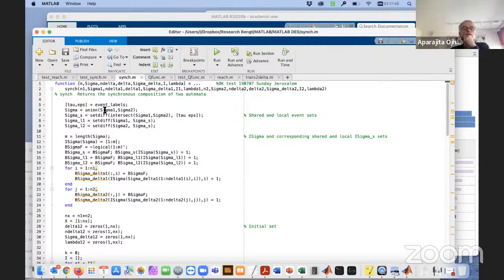First, sigma is the union of sigma 1 and sigma 2, and the shared events are the set difference of the intersection of the first and the second alphabet. So this is just the definitions of the alphabets. And then to this I also add if there are any specific, no, okay, sorry, I take away the tau and epsilon events from this.